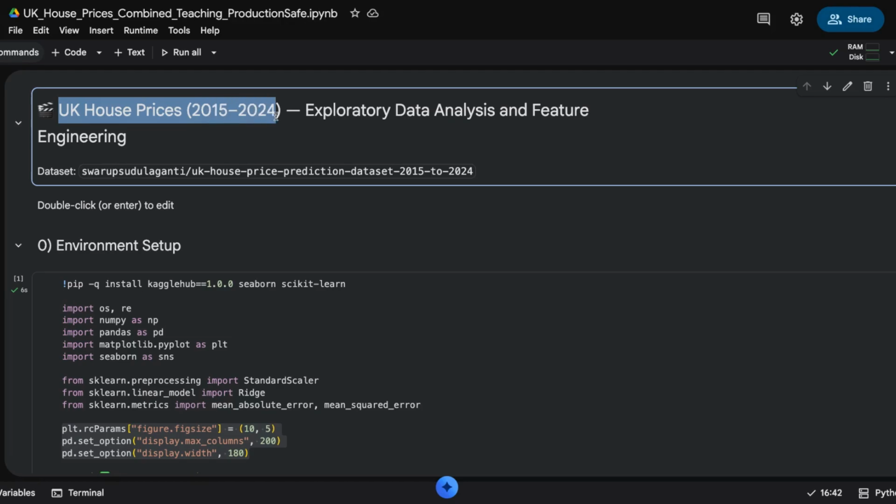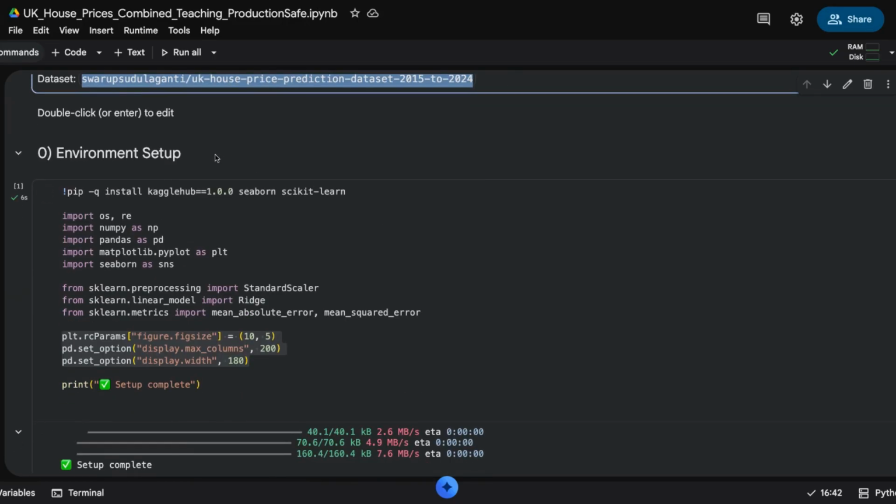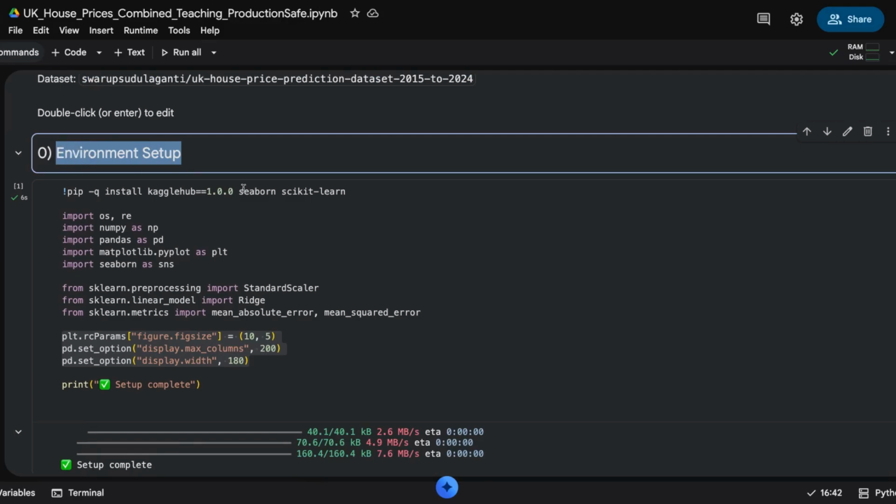Let's take a look at the Google Colab notebook. We will be working with real UK housing data covering the period 2015 to 2024. This dataset contains transaction-level information about house prices across the United Kingdom, and the dataset we'll be using is UK House Prices 2015 to 2024 by Swarup Sudhulaganti on Kaggle. This is real-world data, not pre-cleaned and not simplified.